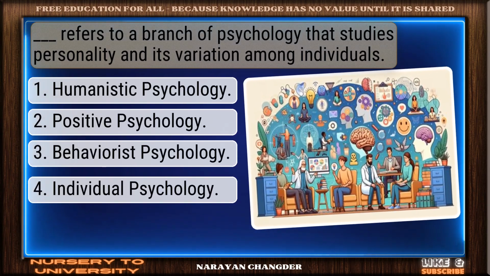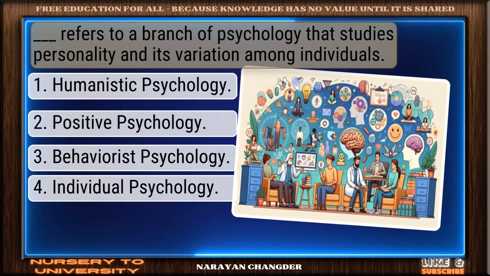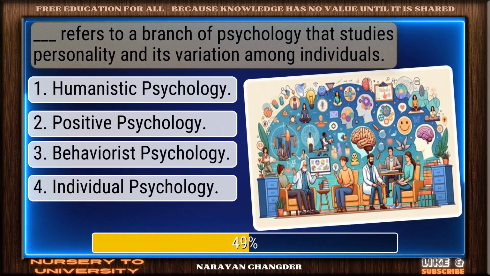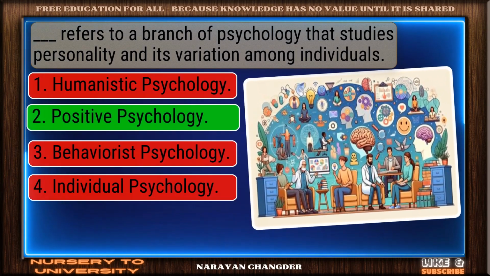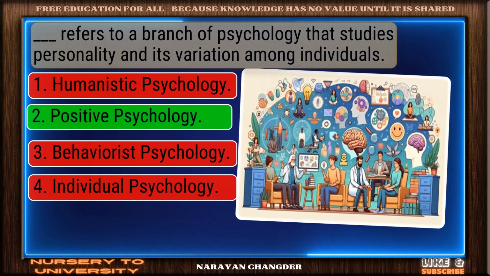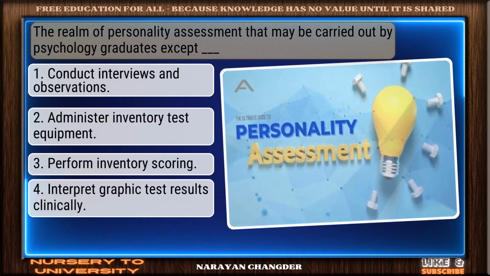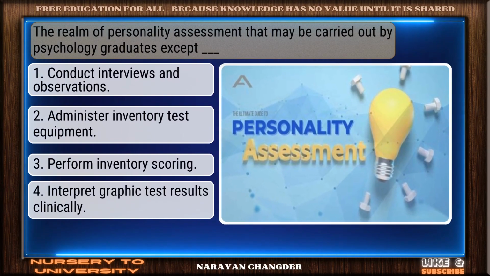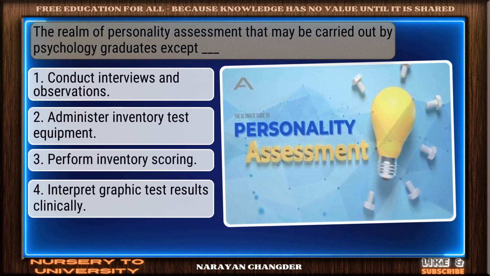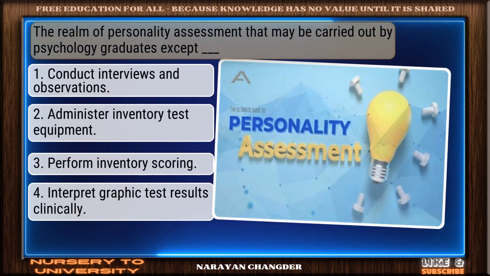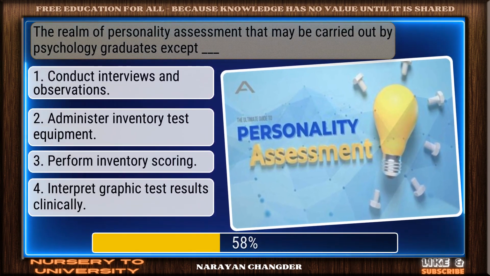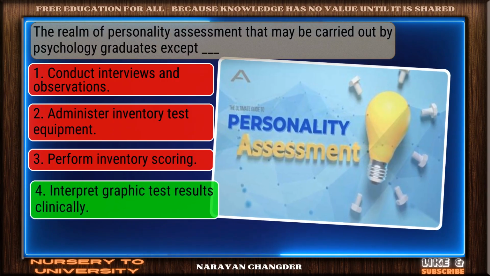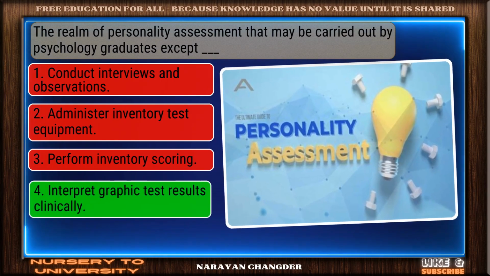Dash refers to a branch of psychology that studies personality and its variation among individuals. On track? Positive psychology is the correct answer. The realm of personality assessment that may be carried out by psychology graduates except dash. You chose interpret graphic test results clinically, and it is correct.